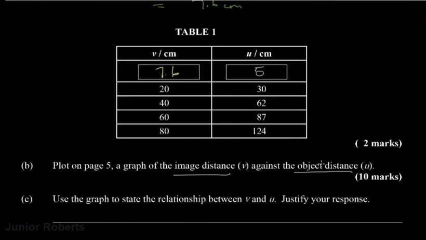Okay, image will go on the x-axis. Everyone agree? Everyone agree that the image distance will go on the y and the object will go on the x, or image will go on the x and the object go on the y? Everyone is in agreement? Image distance goes on the x, object distance goes on the y. Everyone agrees?